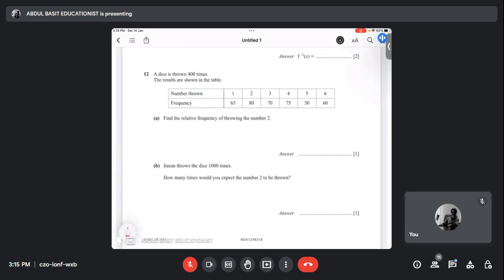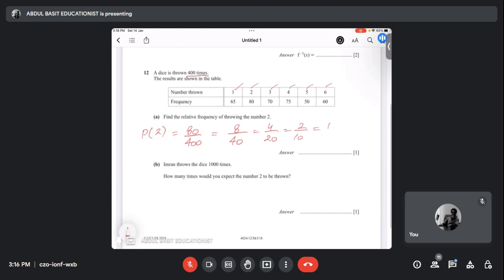A dice is thrown 400 times. It is a Ludo dice that has been thrown 400 times. On the dice we have numbers 1 2 3 4 5 6 and the frequency of the dice is given. Find the relative frequency of the dice throwing the number 2. So the probability of number 2 is 80 out of 400. So can I cancel 0 with the 0? Yes or no? Yes, sir. That would be 4 by 20, half, and that would be 2 by 10. That would be 1 by 5. So this is your final answer, right? The simplified form. We have to give the simplified form throughout the paper.